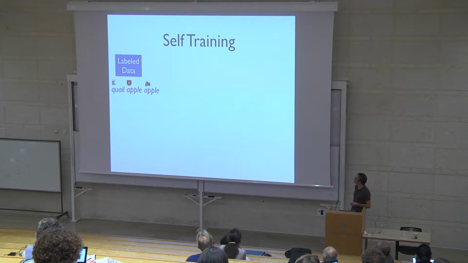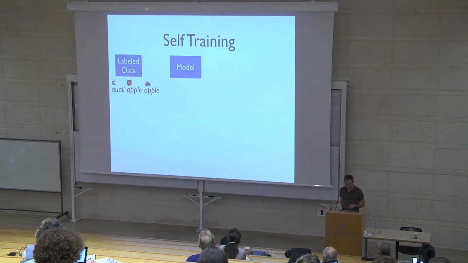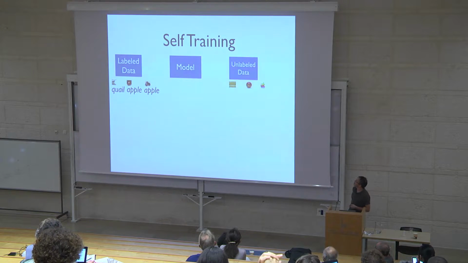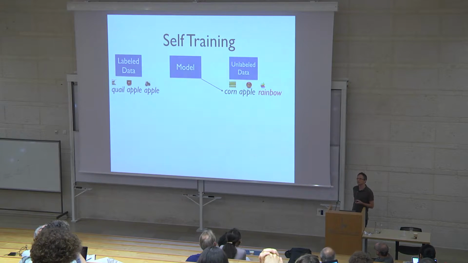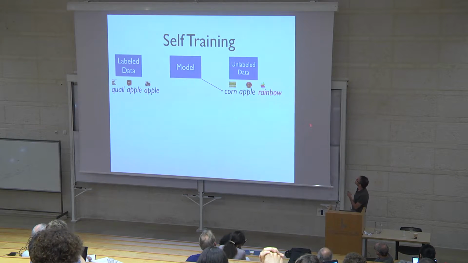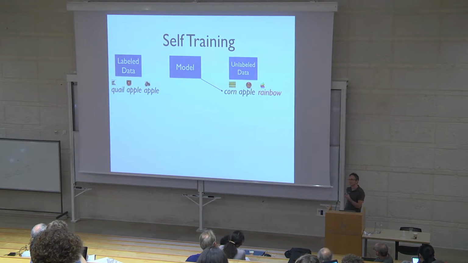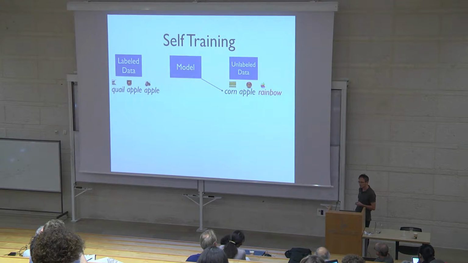So here's the scheme again. Let's say you have labeled data. You train a model on that. Now you have a model. Now you have a lot of unlabeled data. You take your model and apply it to the unlabeled data, and your model says that this is corn, this is apple, and it thinks this is a rainbow, okay? So that's the danger, right? You apply your imperfect model to data, and it's going to make some mistakes. And now if you try to train using this relabeled data, you'll be using something that's wrong, okay? And this error might propagate, causing your model to actually become worse.